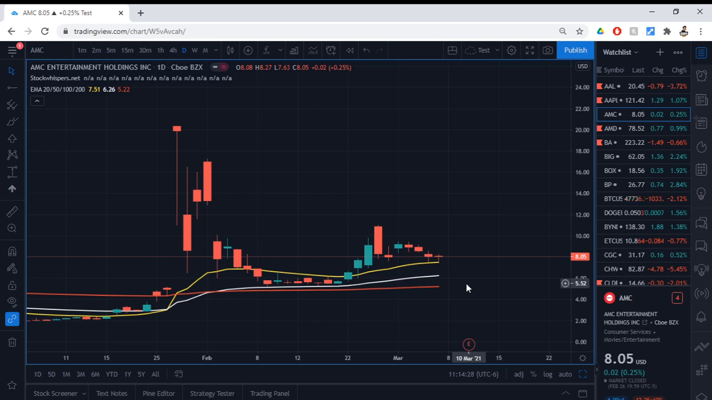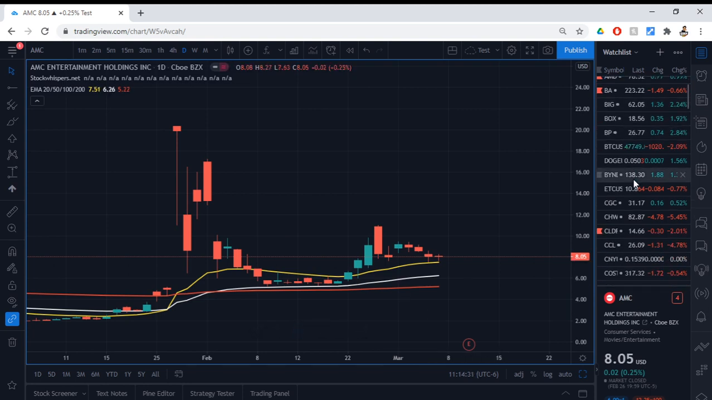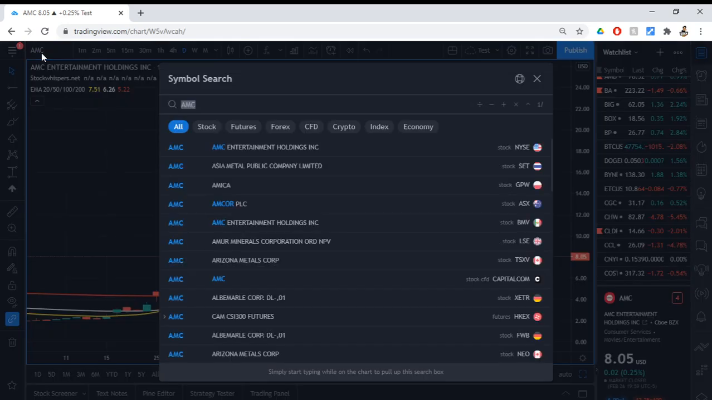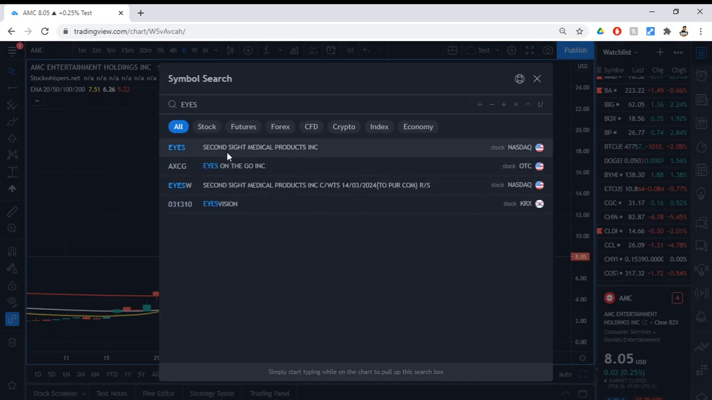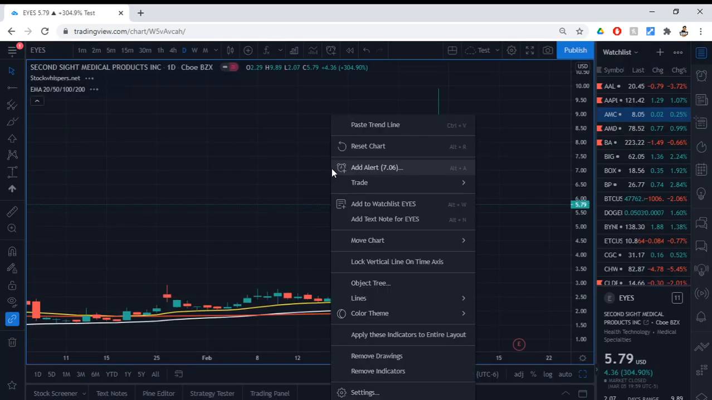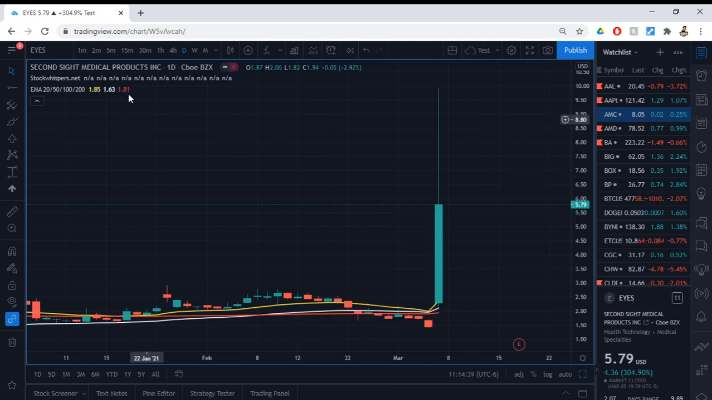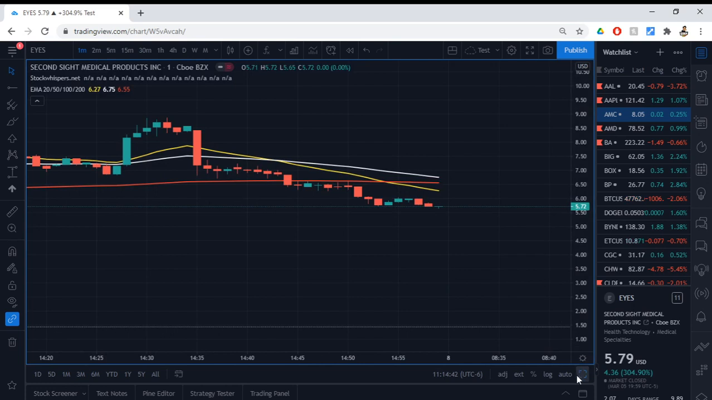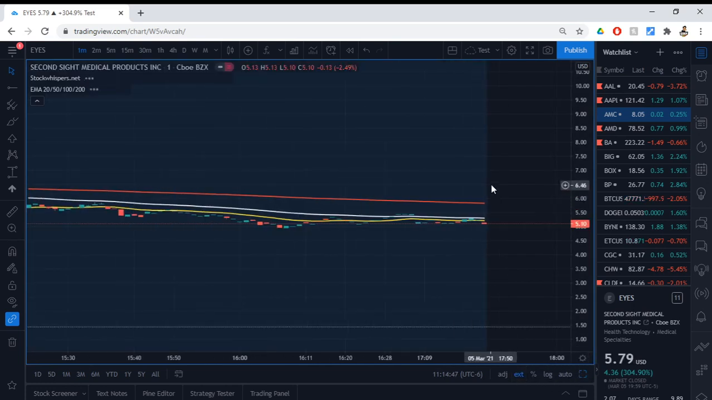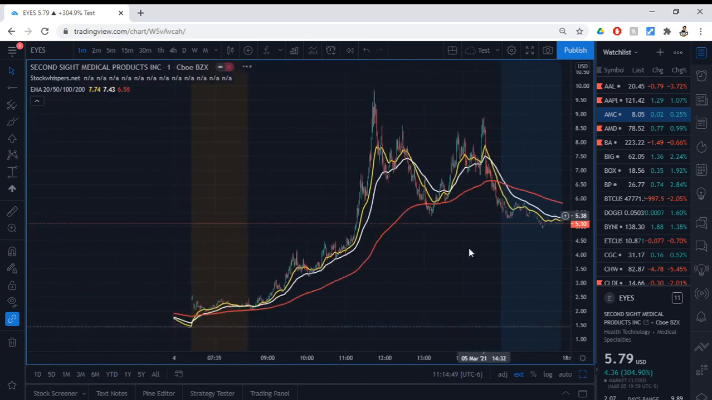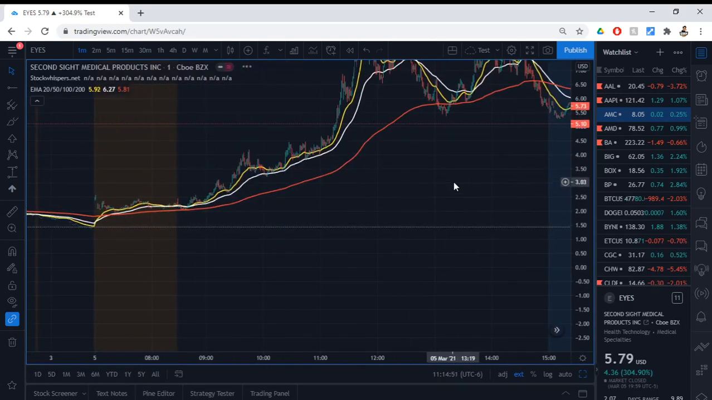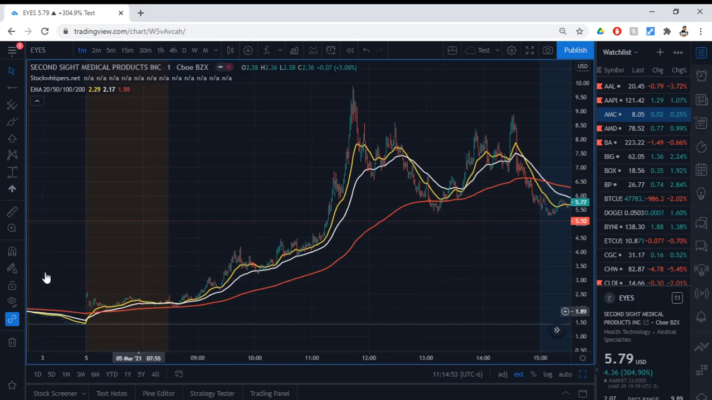Okay, good. So okay, let's look at eyes here. This was an alert for a penny stock on Friday, and this was alerted pre-market. We alerted eyes somewhere around here.